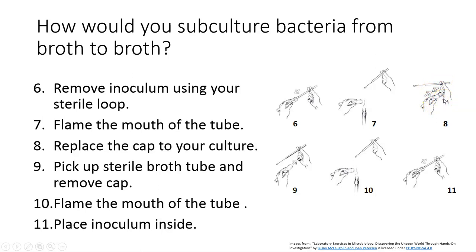After you've replaced the cap on that tube, you'll set it aside and pick up the test tube that has your sterile broth. Notice that you pick up the test tube with the hand that's opposite the one that has the loop in it. So, not the hand with the loop. You're going to use the hand with the loop to remove the cap from the test tube, as you see here. Then you'll flame the mouth of the test tube and insert your inoculum.